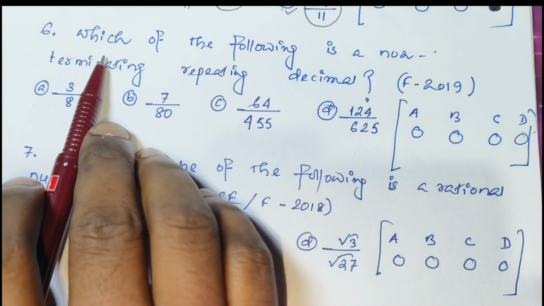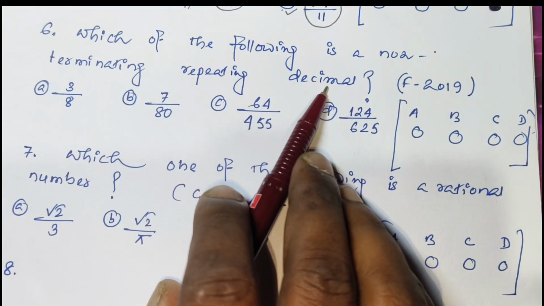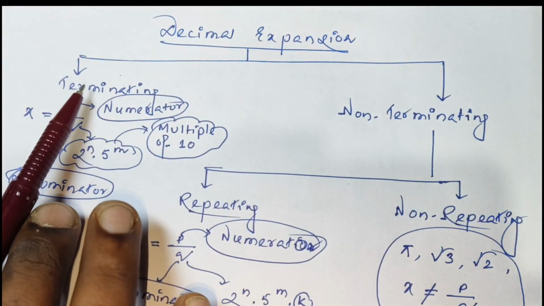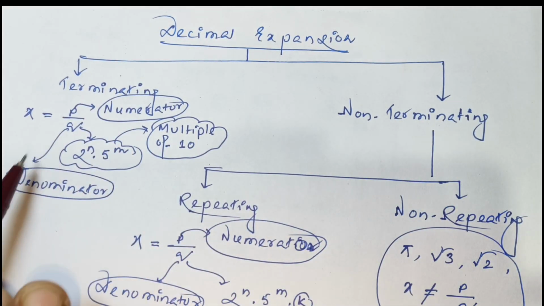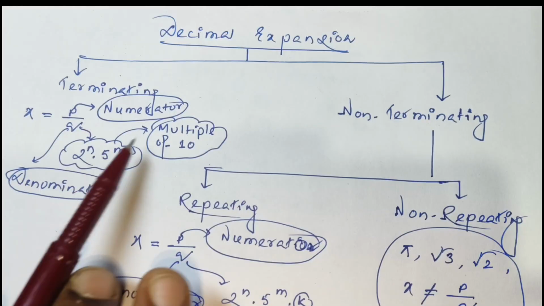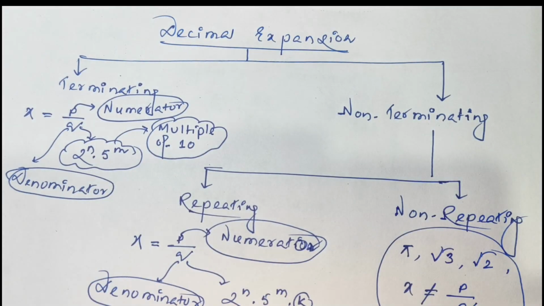Question number 6. Which of the following is a non-terminating repeating decimal? So here is decimal expansions, two types, terminating and non-terminating. If the number x equals p by q form, this is numerator, this is denominator. If the denominator would be a multiple of 10, then it would be terminating. It means it should be in the form of 2 to the power n, 5 to the power m.